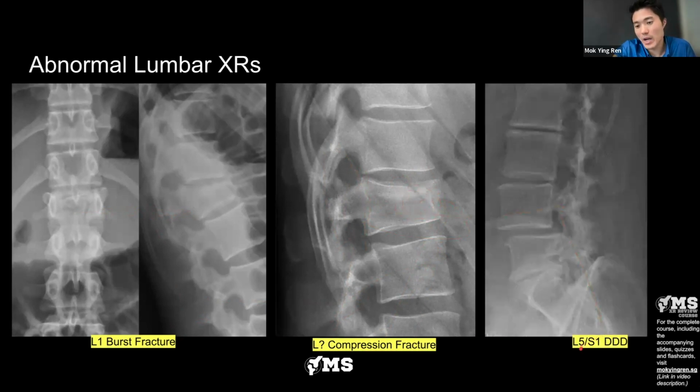Now, this is L5S1 degenerative disc disease, also known as spondylosis. Again, you're counting from the sacrum, and this is L5. So at L5S1, there's loss of this space. All right. So this suggests that there is some spondylosis going on here.